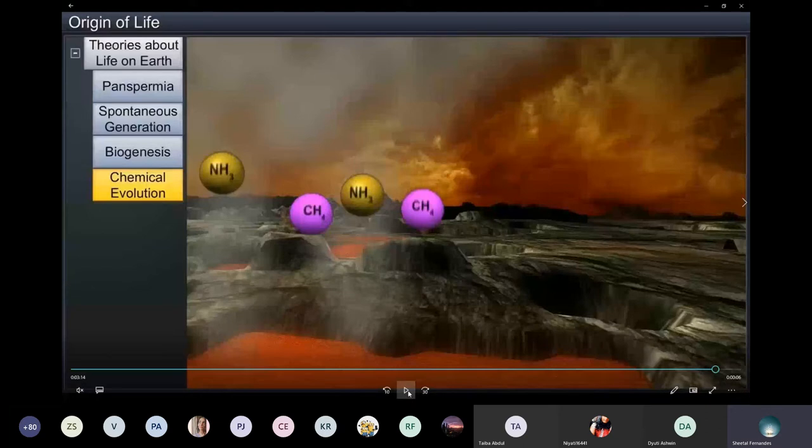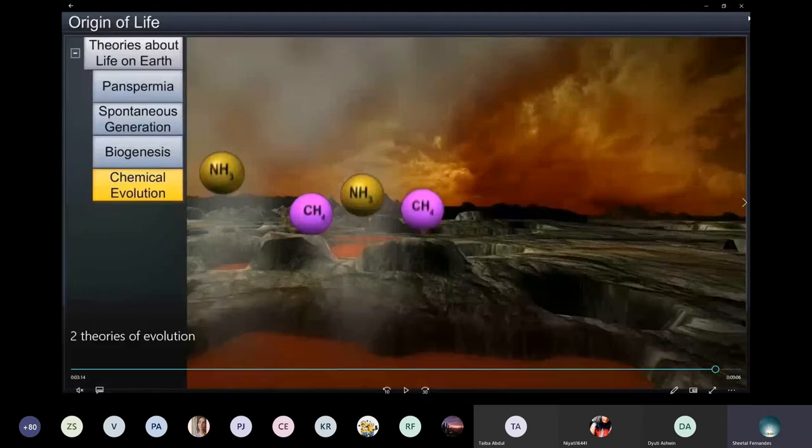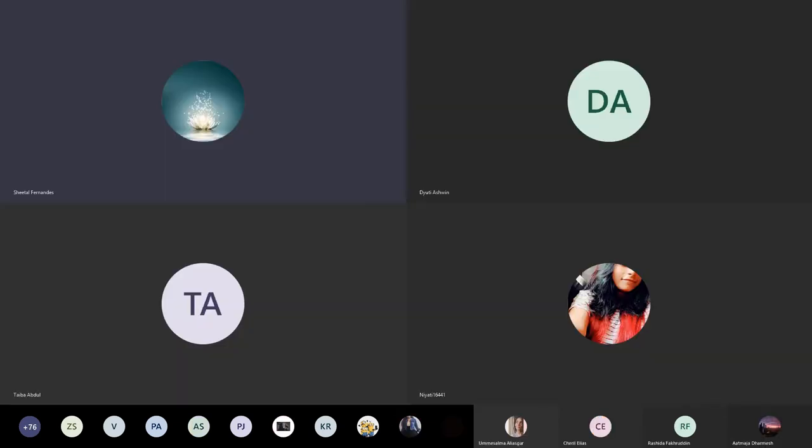And in such a condition, if you want the first amino acid to form and from which a protein will be formed, a series of reactions will take place, and these reactions will convert the inorganic molecules to organic forms and thereby lead to formation of the first cell. So Oparin Haldane's theory of chemical evolution talks about this journey of life from non-living components.